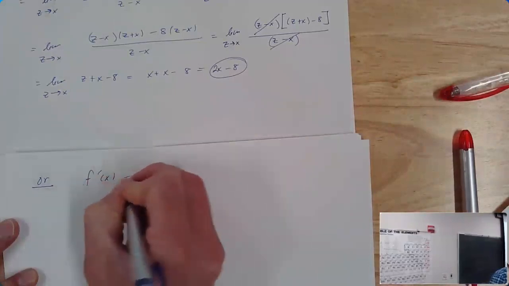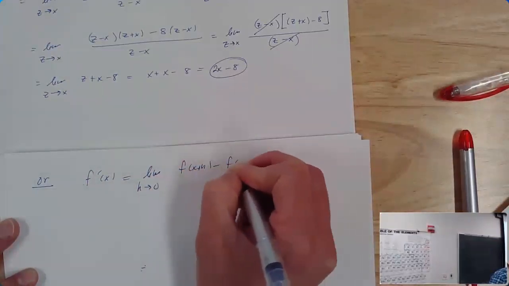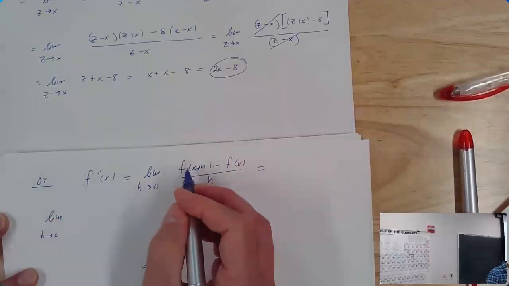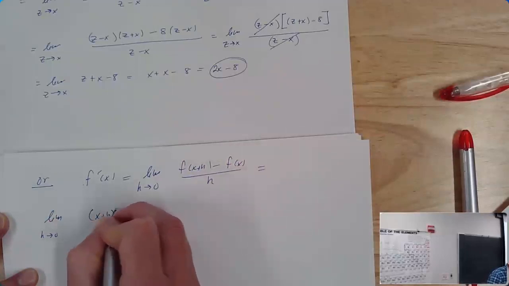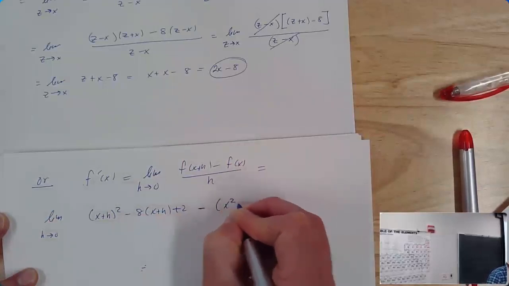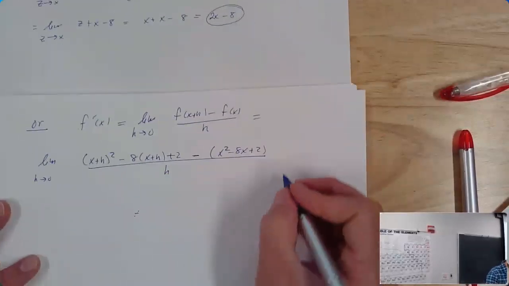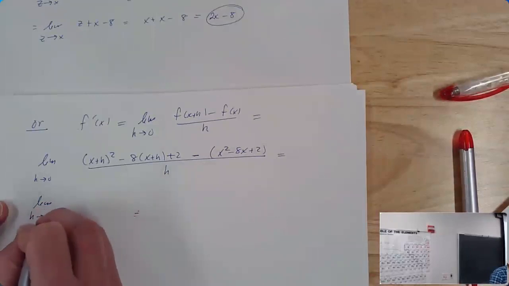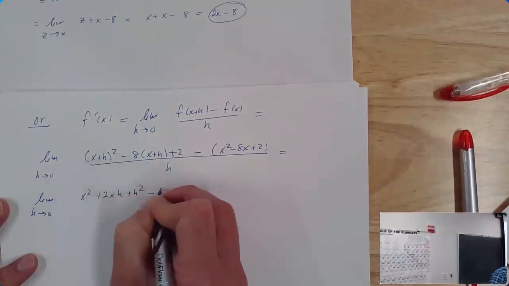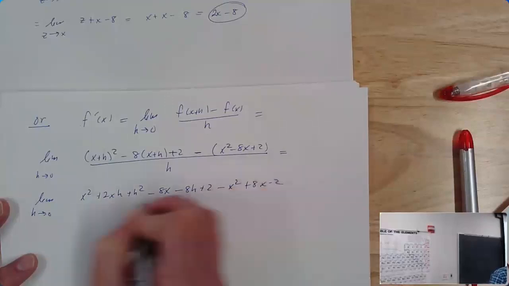F prime of x is the limit as h approaches 0 of f of x plus h minus f of x all over h, which is going to be the limit as h approaches 0. Let's see, f of x plus h is going to be x plus h squared minus 8 times x plus h plus 2 minus x squared minus 8x plus 2 all over h. And then we're just going to simplify. So we get the limit as h goes to 0. We have x squared plus 2xh plus h squared minus 8x minus 8h plus 2 minus x squared plus 8x minus 2 all over h.